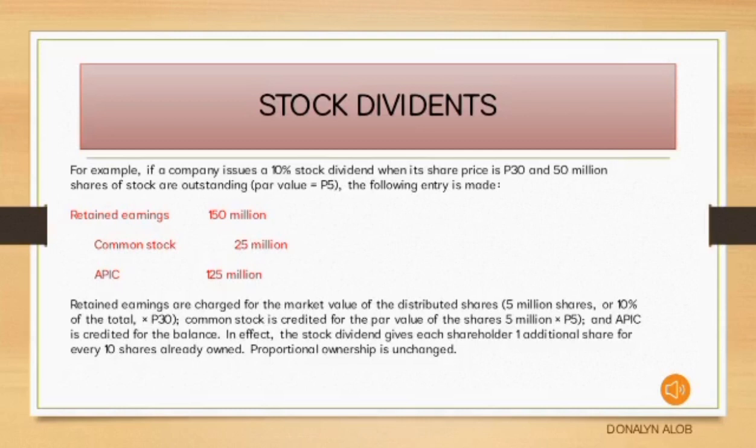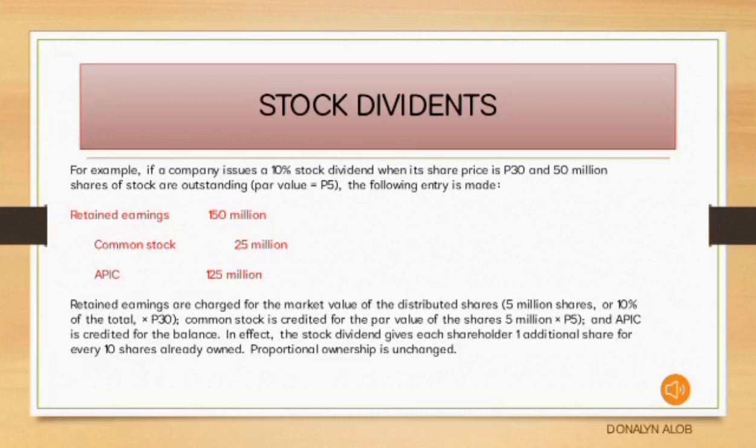If the proportion is less than 20 to 25%, the distribution is deemed to be a small stock dividend. Retained earnings are reduced by the market value of the shares distributed. Common stock is increased by the number of shares times the par value per share, and additional paid in capital is increased for the balance.